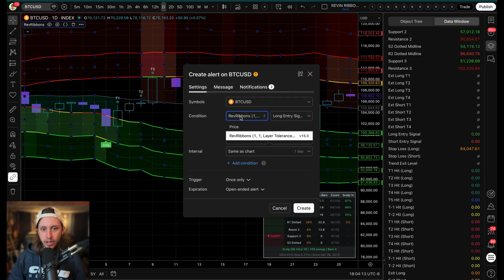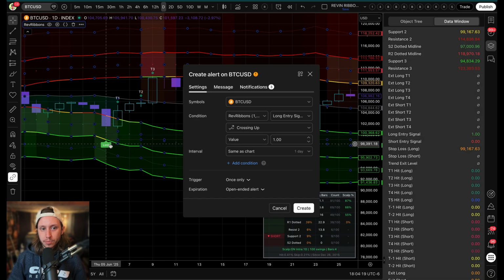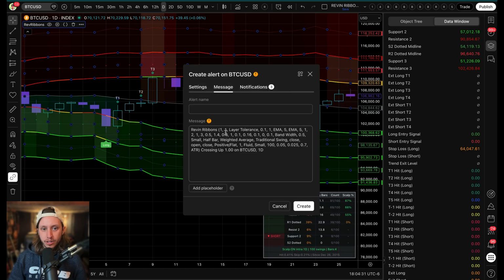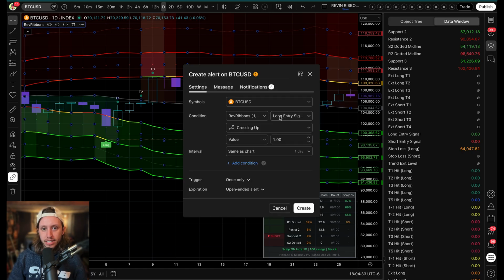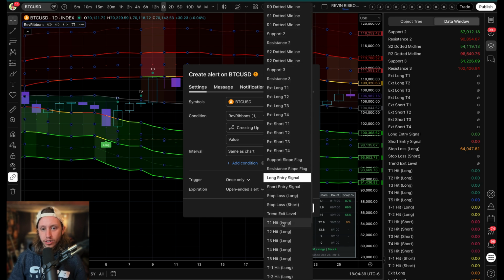So right now we have the ribbons long entry signal, so that's what we're using. That's a 1 right there. That's plotting 1, so crossing up into a 1. It's usually 0. Whenever it hits a 1, it will send this alert. So that is an entry signal. If you want to do an exit signal, you would say long, let's see right here, Target 1 hit long.